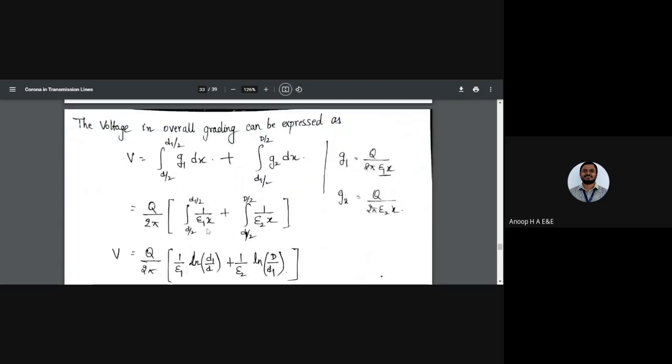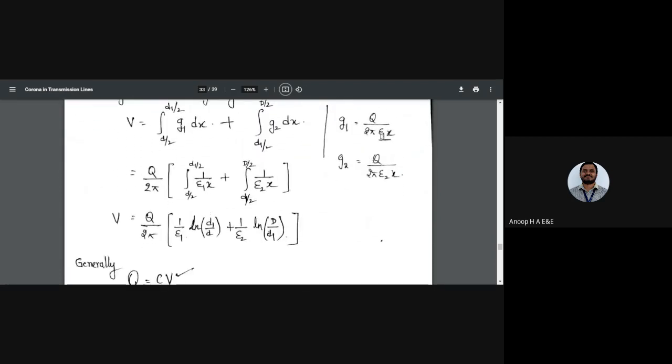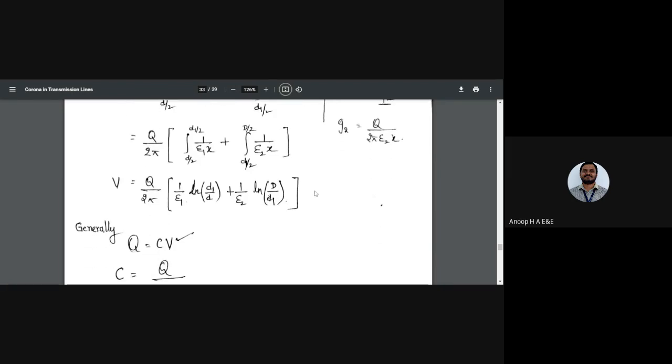So overall grading can be expressed as: G1 equals q divided by 2 pi epsilon 1 into x, and G2 equals q divided by 2 pi epsilon 2 into x. So we are going to get the voltage if I take q divided by 2 pi on both sides, I mean both the G1 and G2 equations. I'm going to be left with 1 by epsilon 1 as a common factor. So V equals q divided by 2 pi, times 1 divided by epsilon 1 ln of d1 by d, plus 1 divided by epsilon 2 ln of capital D by d1. Okay, so that is what you are going to get.